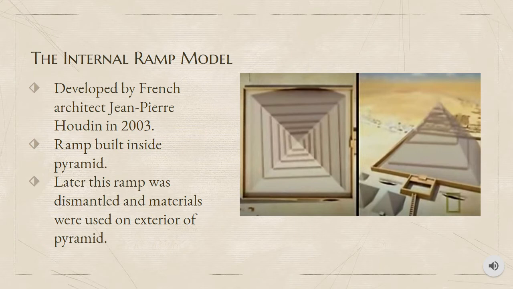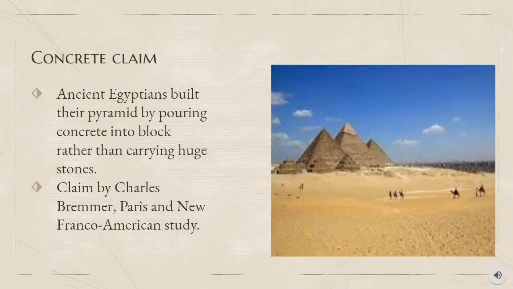This internal ramp was then later dismantled so that the blocks could be used on the exterior and top layers of the pyramid. Some architects believe that the internal ramp model is still intact in the Egyptian pyramid. Some scientists believe that the limestone blocks were not limestone, but concrete blocks instead. They were cast in place. This estimation was made by analyzing the composition of material in several parts of the pyramid.